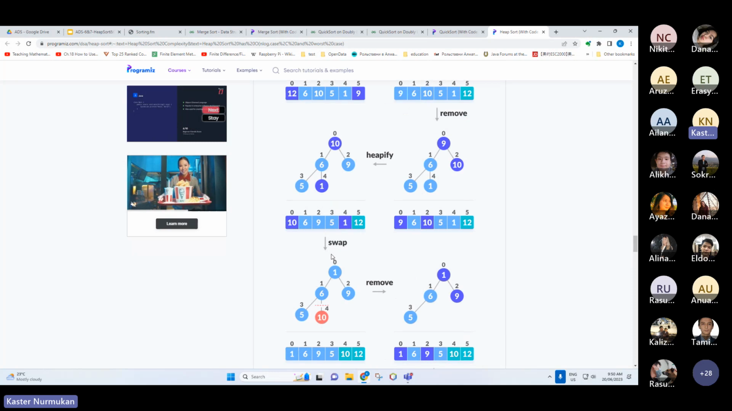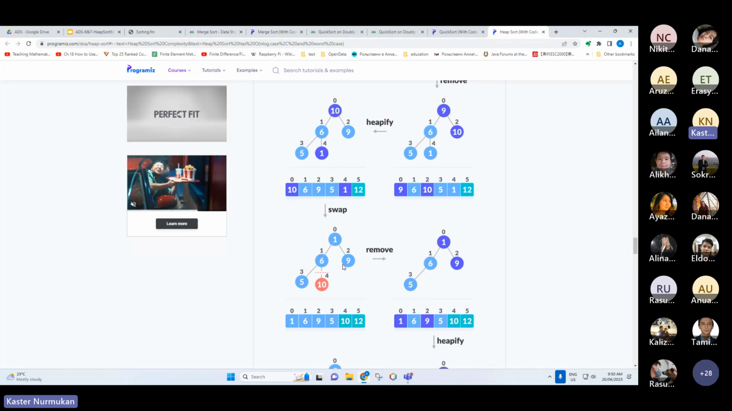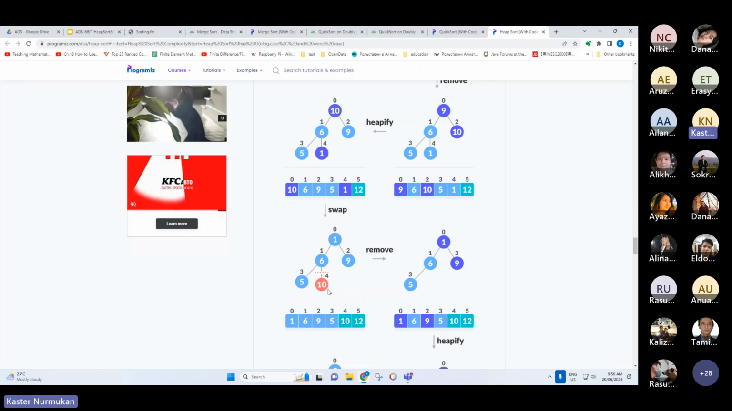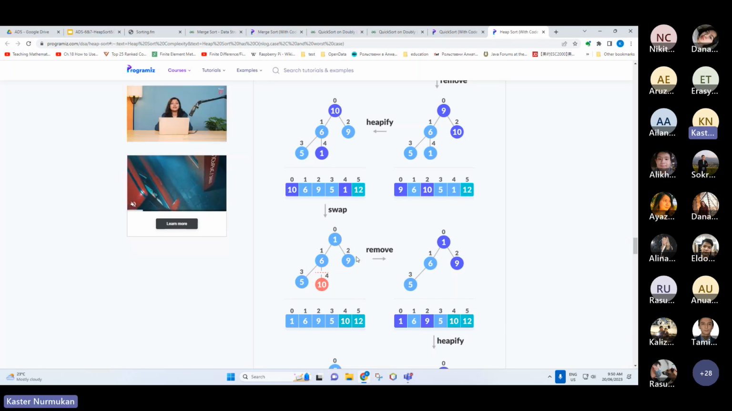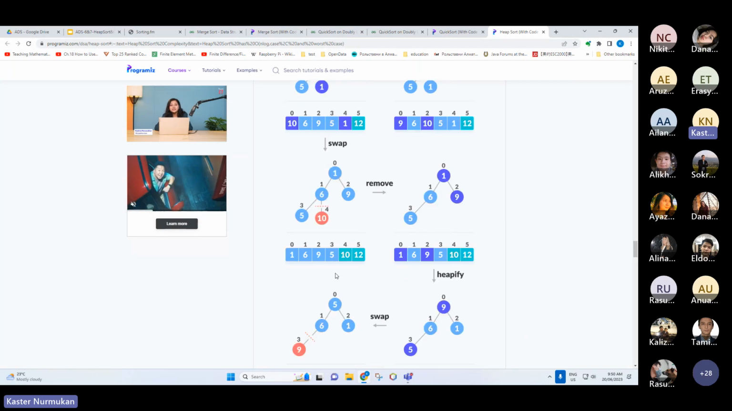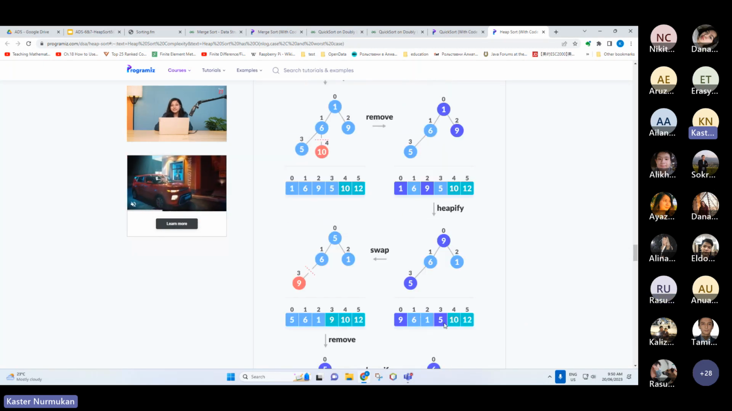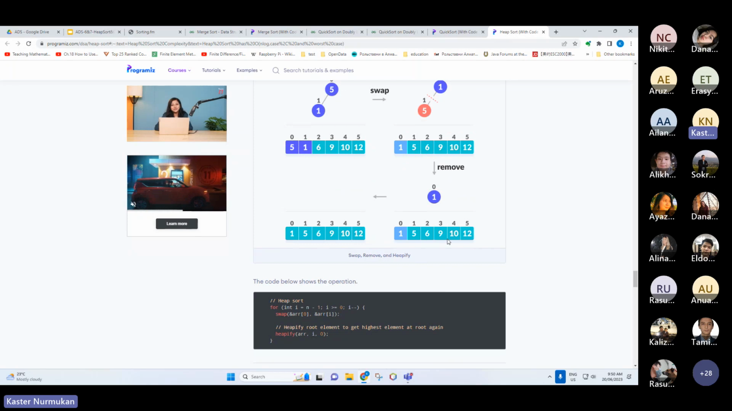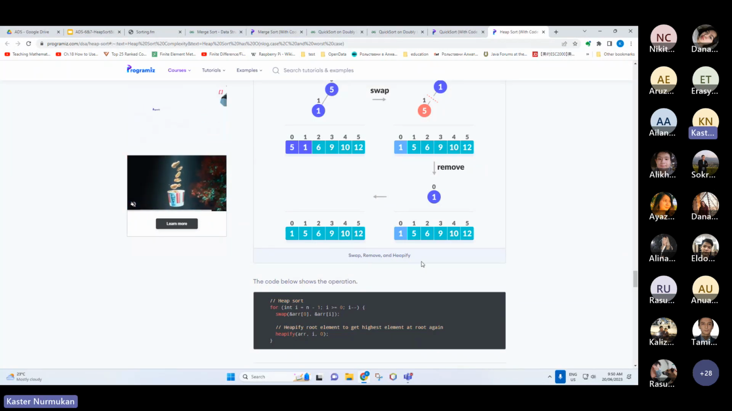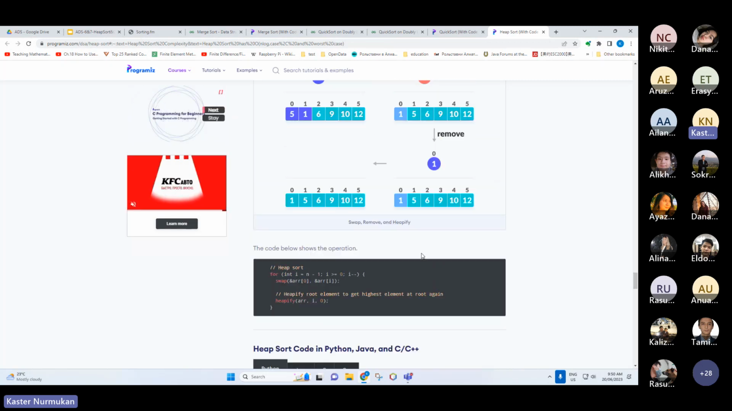Remove the 10th element, I mean swap the element: swap this last element with 10, and then put this 10 at the last position. Then remove the 10. So you just keep reducing the binary tree while increasing the replacement in the array. Finally it becomes sorted. As you can see, that's the final result, 1, 5, 6 and so on. So they're using the Heapsort algorithm, following this process.